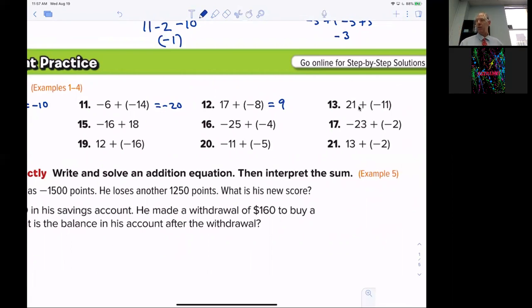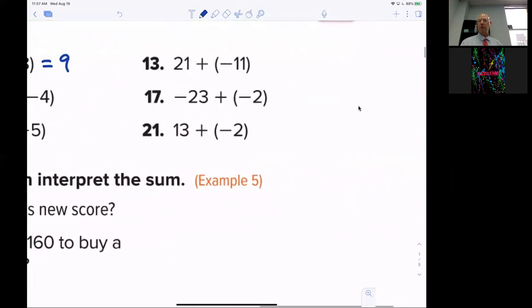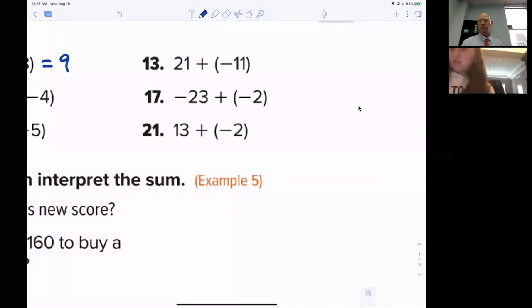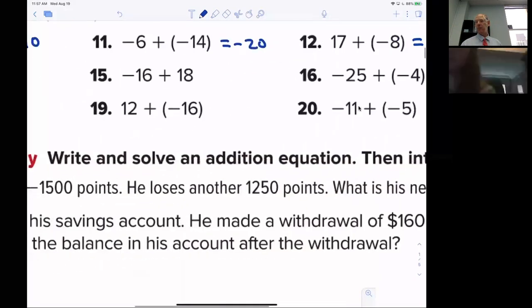Ashley, you're up, kiddo. You're doing 13. Let's see if you can get that correct. Okay. Hold on. I'm waiting patiently. 21 minus 11, which is 10. That is correct. You're awesome. All right, come on, guys. Stay with me now. Next, KK.